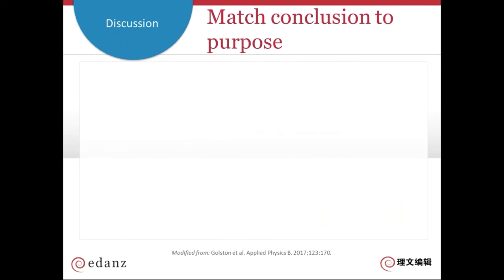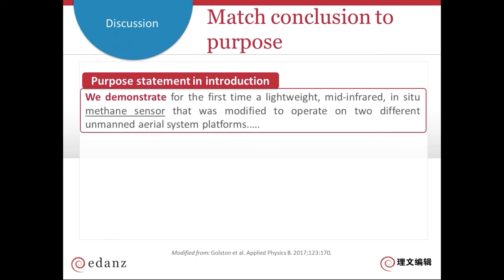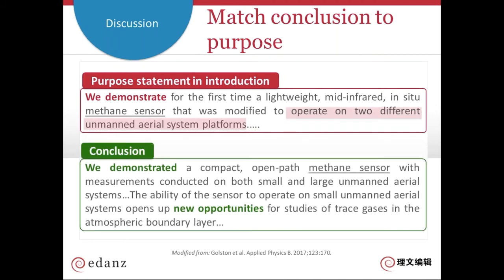Remember to match your conclusion to the original purpose statement that you included in the introduction. For example, if you said you would modify a method to work on 2 different platforms, then the conclusion wording should directly match this. This linking, together with high quality evidence and complete and transparent reporting, provides a strong and believable argument, making a strong research paper.